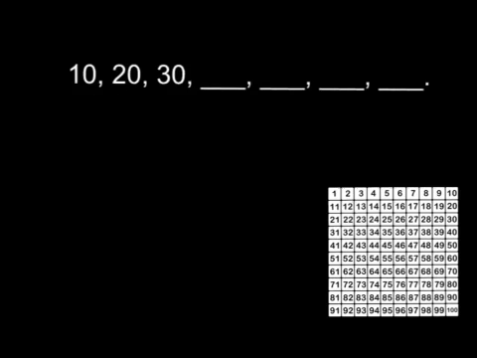Okay, let's look at this skip counting pattern. So it's starting on 10, then it's 20, and then it's 30. So I've skipped 9 numbers each time and landed on the 10th. So it's counting in tens. So skip 9, I land on 40. Skip another 9, I land on 50.